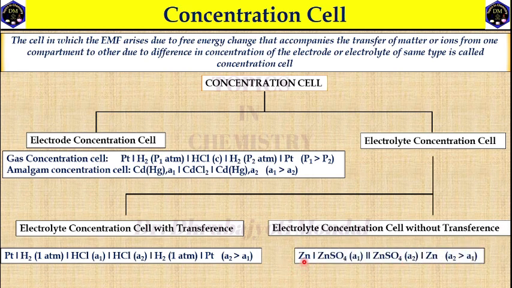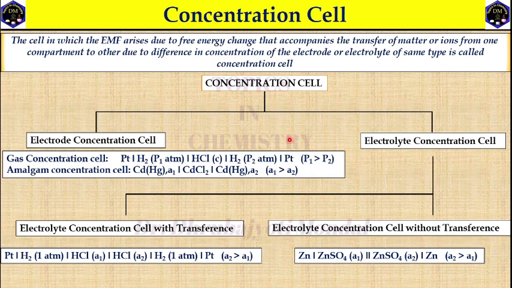So here you can see Zn sulfate activity A1, double vertical line, which indicates it contains a salt bridge. Then Zn sulfate activity A2, vertical line Zn, and here A2 is greater than A1. Here you are using two Zn sulfate solutions, but the activity or concentration of the two electrolytes are different. That's why the name is electrolyte concentration cell, and here you are using the salt bridge. That's why it is without transference.